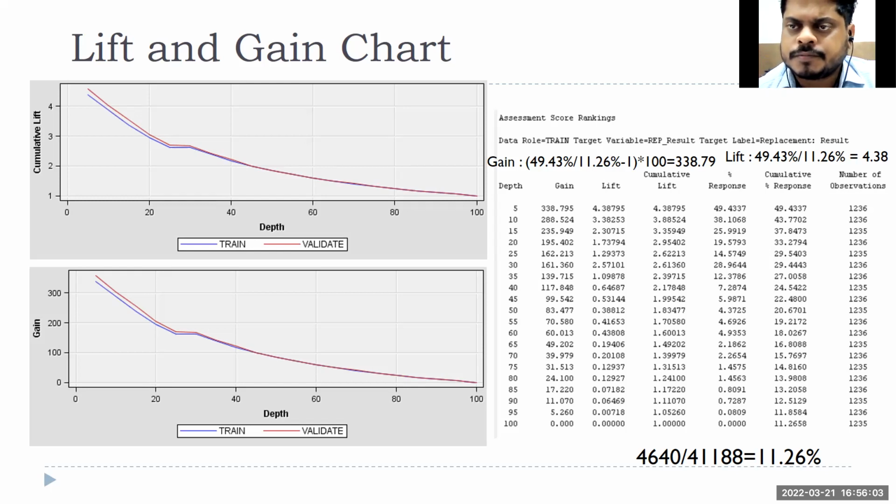Clear? Yes, sir. So that is about your lift and gain chart. That concludes your logistic regression. Any questions, any doubts about what we have discussed so far?